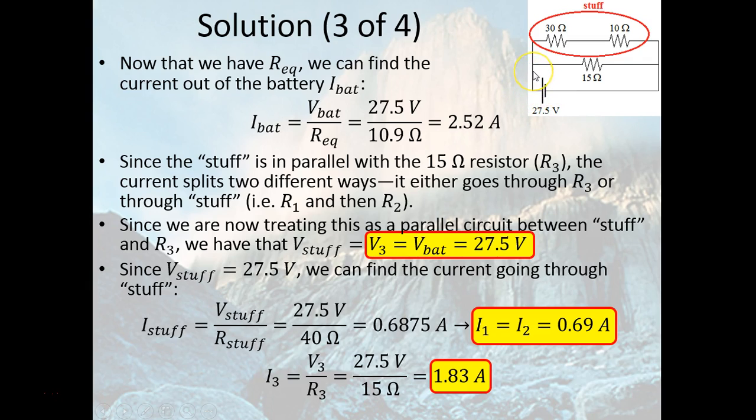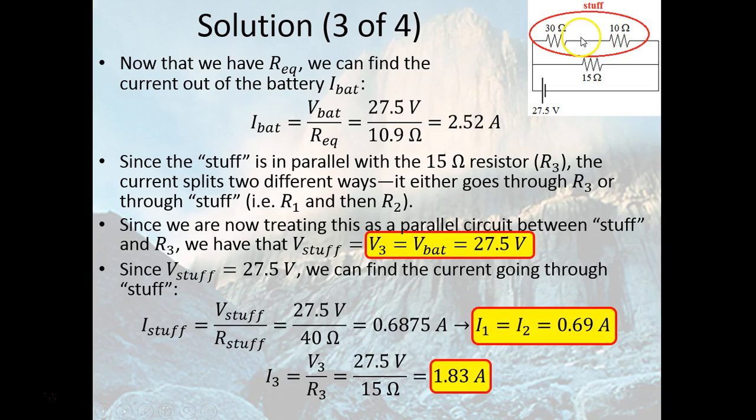It split up. 0.69 amps of it ended up going up this way. The other 1.3 amps, or sorry, the 1.83 amps ended up going through the 15 ohm resistor. So now that we know, well, we already know the voltage drop across the 15 ohm resistor. That's what allowed us to figure this out. Now that we know the current going through stuff, we can find the individual voltage drops across these resistors that are a part of stuff.